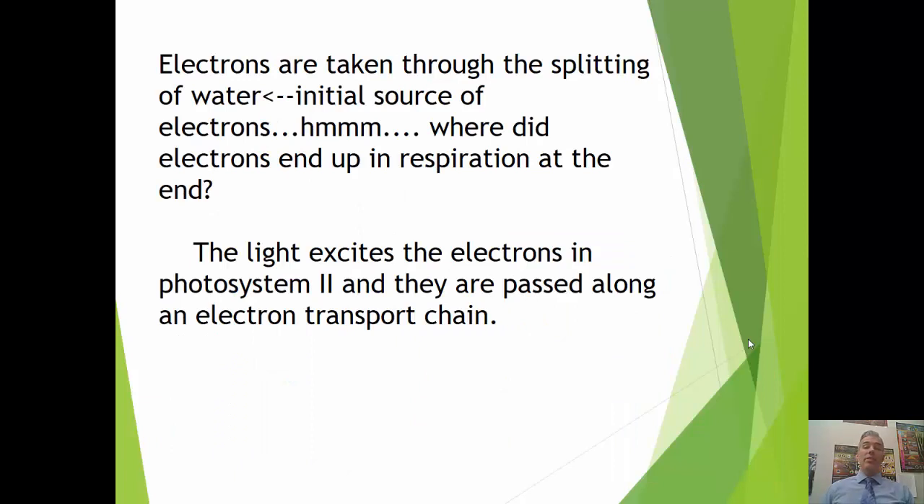The electrons that we got for this process were taken through the process of splitting water. Remember, water is the initial source of the electrons. Remember, we talked about where the electrons ended up in respiration. They ended up on oxygen, forming water. Now we're taking water, ripping electrons off, and forming oxygen. Kind of the exact same process, except the opposite. And it's done using light.